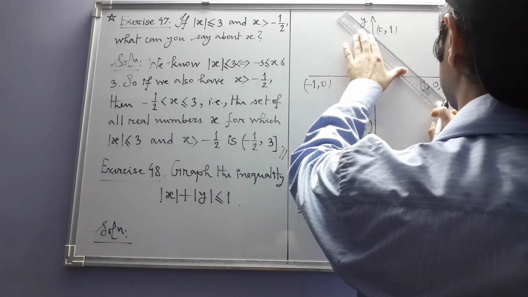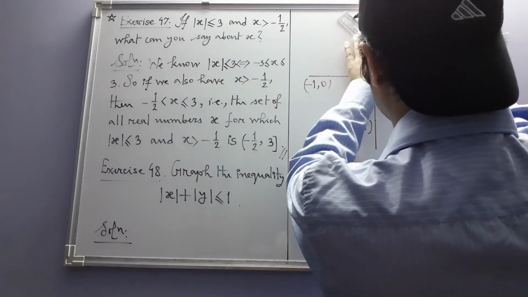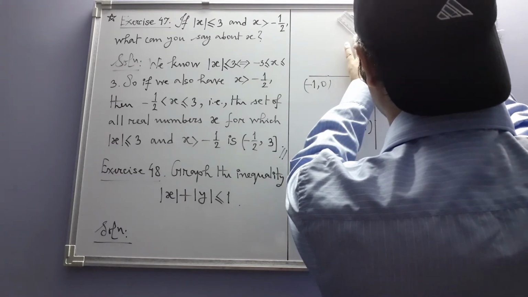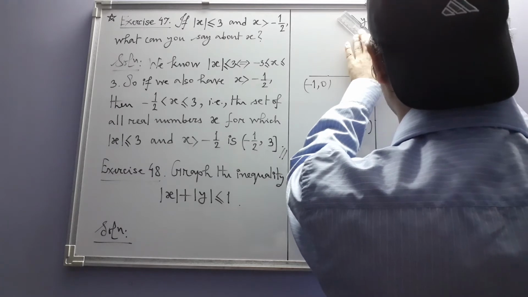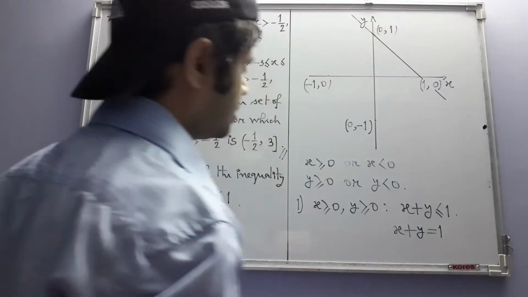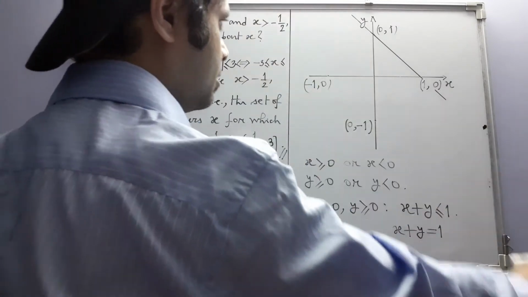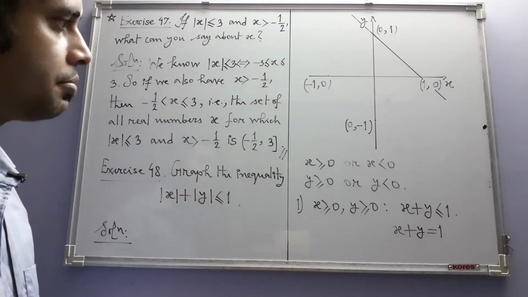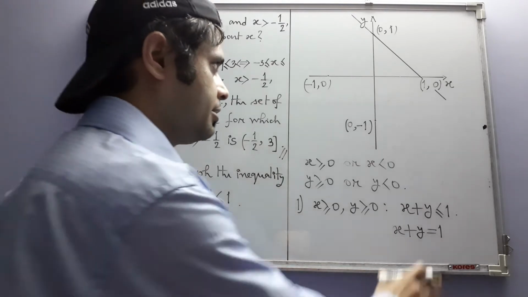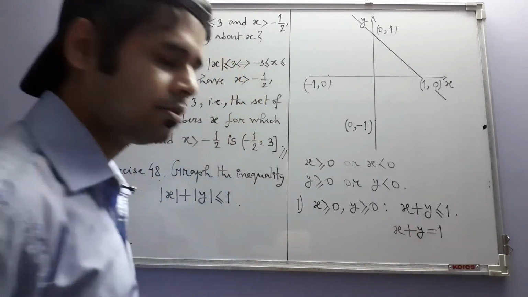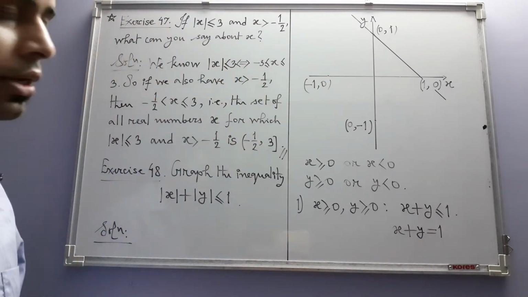So let us draw that line here, keeping the text intact. So this is the line which is unbounded on either direction. Okay, but this is only the straight line. We don't want the graph of this equation, we want the graph of the inequality.